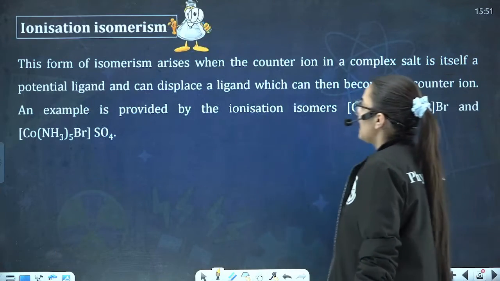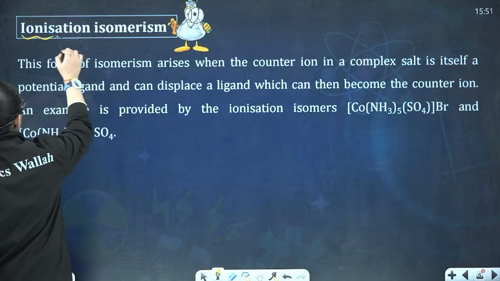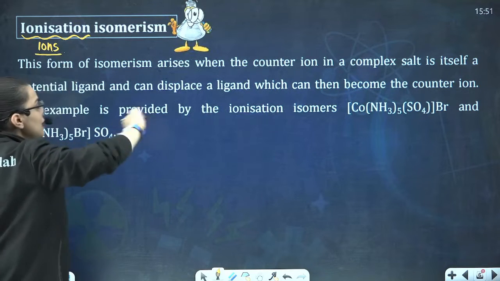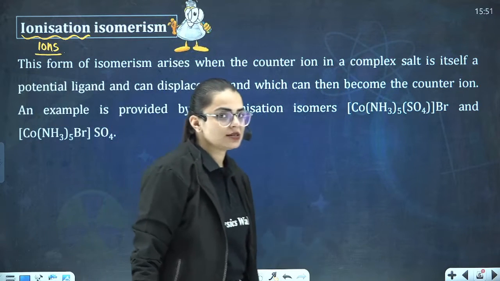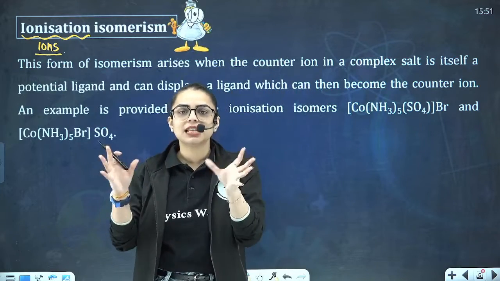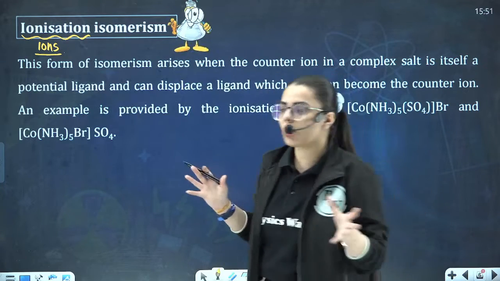Okay, now we have another type, that is ionization isomerism. What do you refer to as ionization? Here we shall talk about ions. Now let us understand which ions. You know that one kind are the ionizable ions and another kind are the non-ionizable ions. So we shall talk about that category.